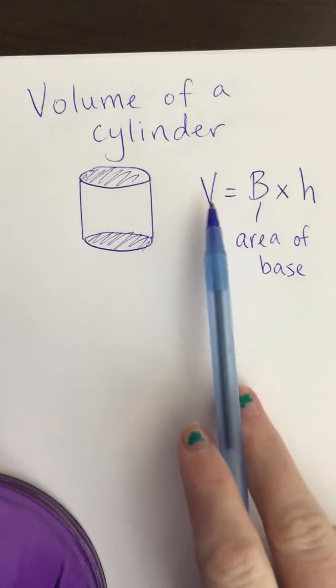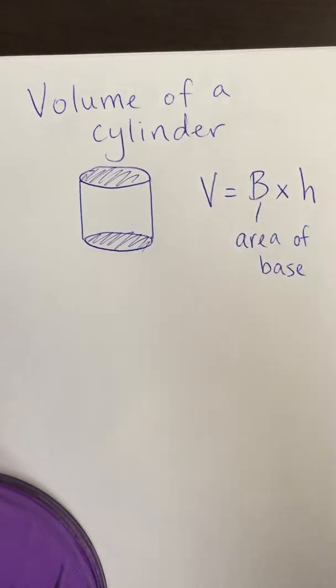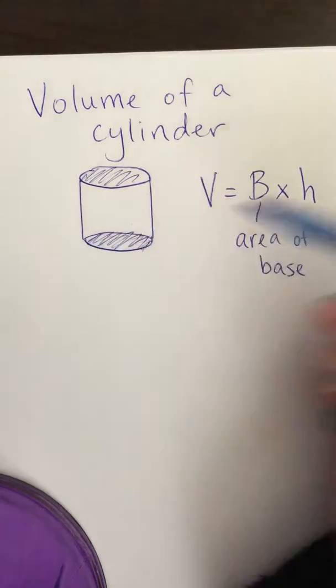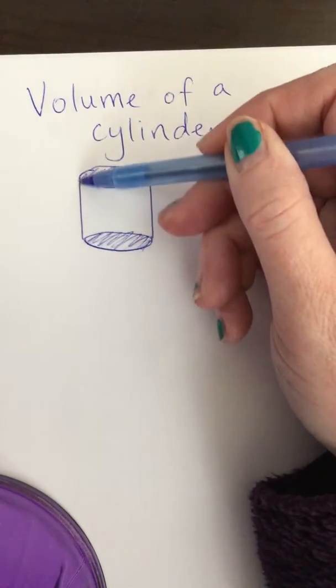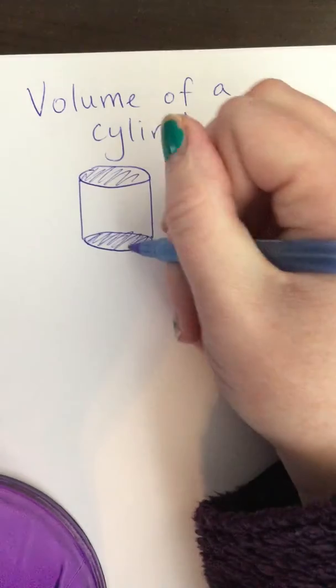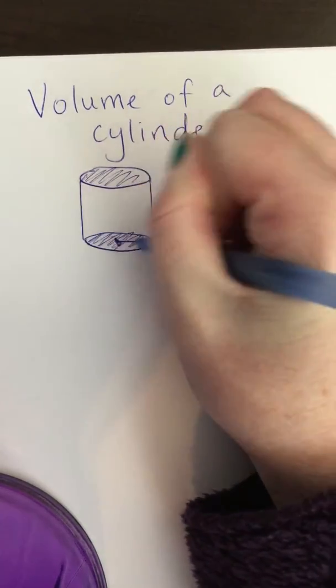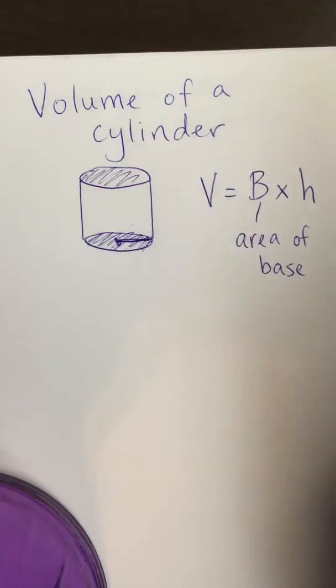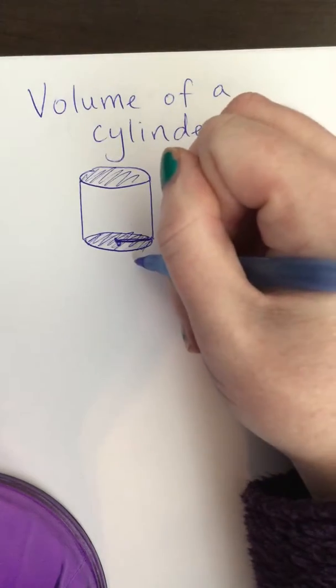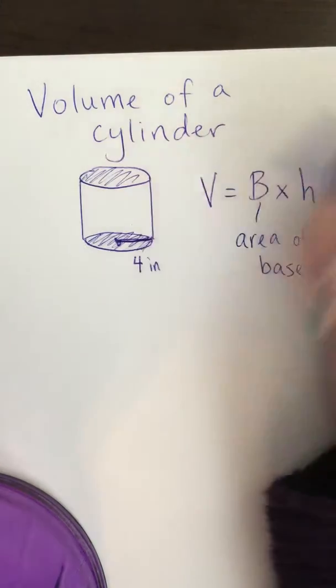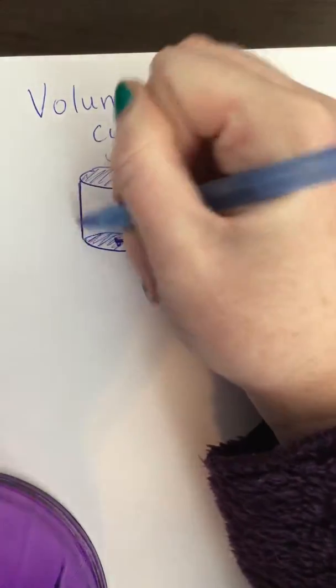All right, so we're going to find the volume by finding the area of the base, finding the area here, and then we're just going to multiply it by how tall the cylinder is. So let's give an example. I'm going to do a little radius right here. So from there to there, the center to the outside, let's say it is 4 inches. Okay, and let's do the height of 10 inches.